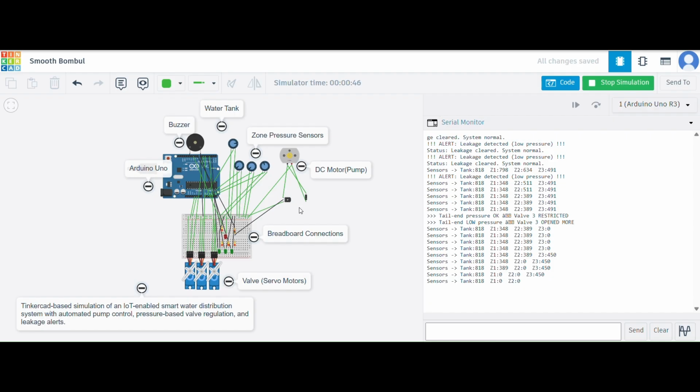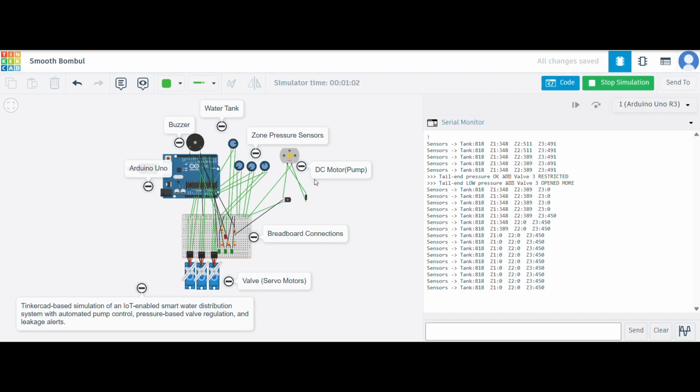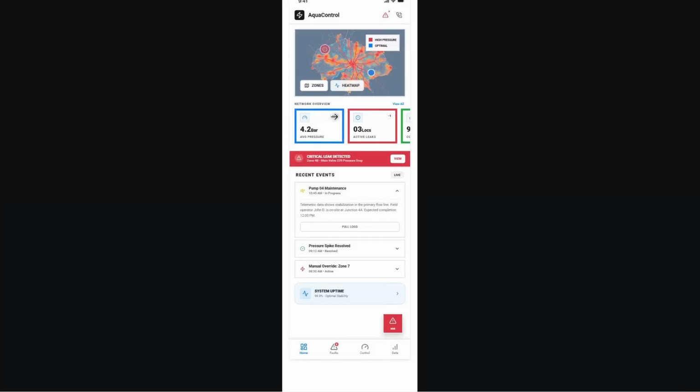Finally, when I reduce the pressure of any zone, the leakage is detected and the buzzer and the LED get triggered. All these actions are shown on the serial monitor, simulating real-time IoT-based monitoring. This model demonstrates how simple IoT automation can improve efficiency and fairness in the city water supply system. This is a demo prototype for an IoT-based solution.